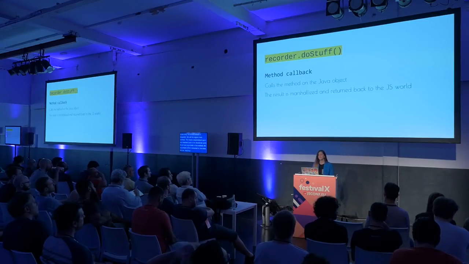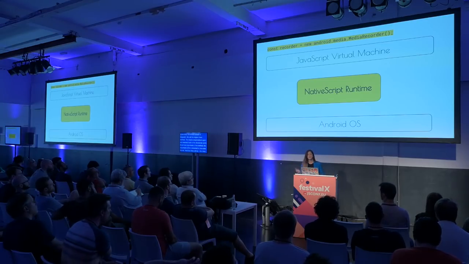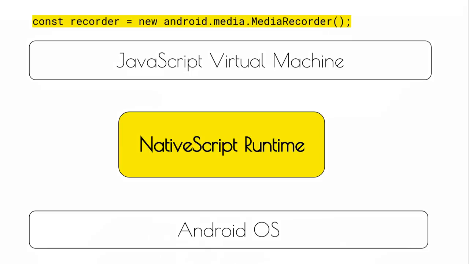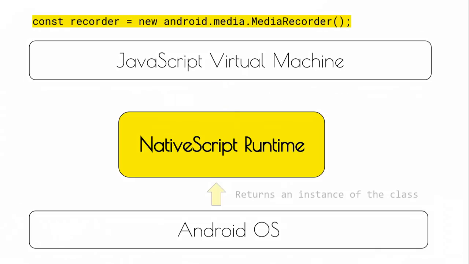OK, let's see just a quick overview, in case all these callbacks have confused you so far. We try to instantiate a new object and assign that to a JavaScript variable. We call the constructor callback. The NativeScript runtime creates a new instance of the class through JNI. The instance is returned. And because it's an object, the NativeScript runtime creates a JavaScript proxy object.